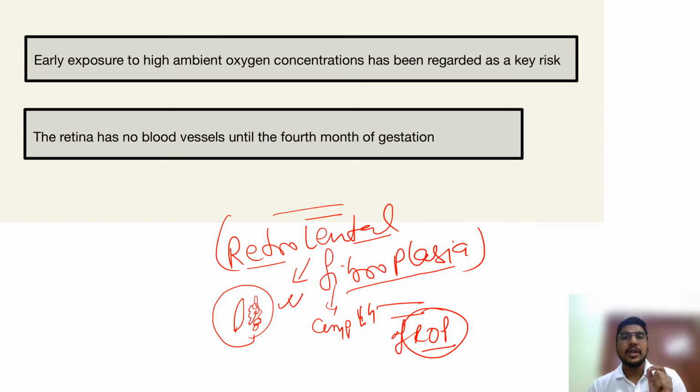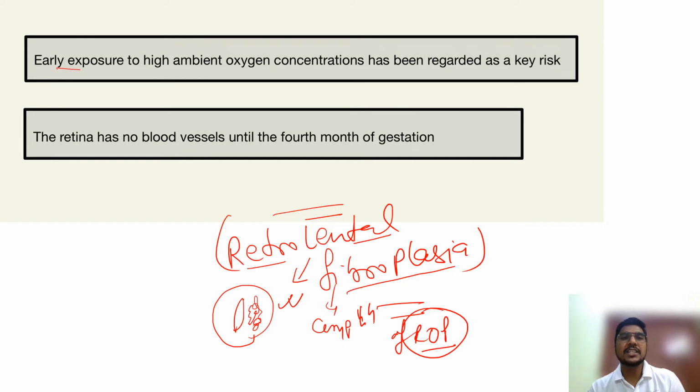Now, a very important thing: this occurs in premature infants of less than 1.5 kilogram, 1500 gram, or if they are delivered before 30 weeks of gestation, then this kind of ROP develops. Whatever I am going to explain, everything is important for the exam. Okay.